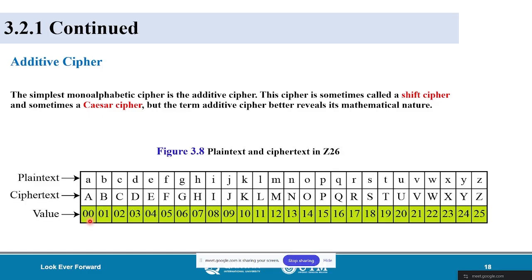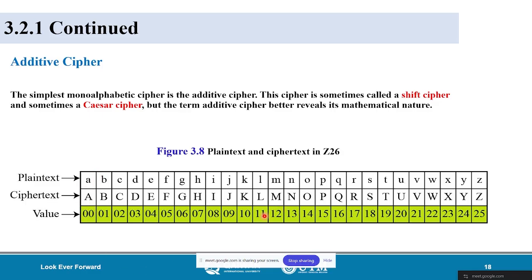Now A has the position of 0, B would be 1, C would be 2, D is 3, and E is 4, and so on, all the way until we get 25. However, in the real world, we say 1, 2, 3, 4, 5, 6 until we get 26. But in cryptography, we start from 0. Just be aware of that because you will get in trouble and you will not be able to decrypt the message if you didn't count this.